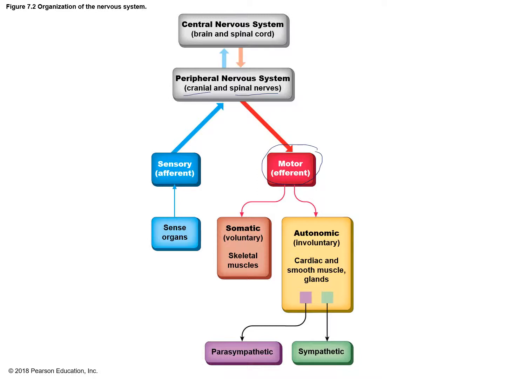Again, motor, think output. And another term for this is efferent. So motor output, we have our autonomic division of the nervous system. This is involuntary. So this is going to be controlling cardiac and smooth muscle cells and glands. And then we have the sympathetic and the parasympathetic divisions. Sympathetic is known as fight or flight division, parasympathetic rest or digest.